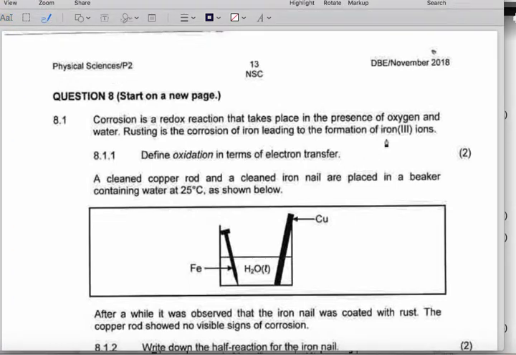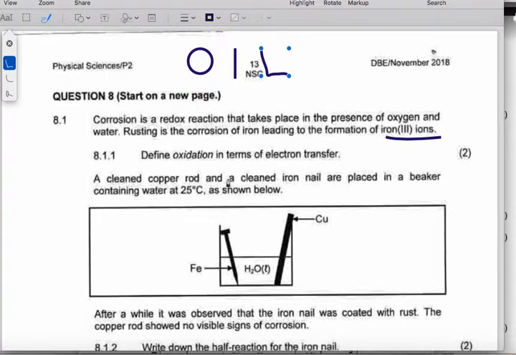So they ask us to define oxidation in terms of electron transfer. Now you will remember the mnemonic O, I, and L. And that stands for oxidation is the loss of electrons. O-I-L, oxidation is the loss of electrons. So that will give you your 2 marks.